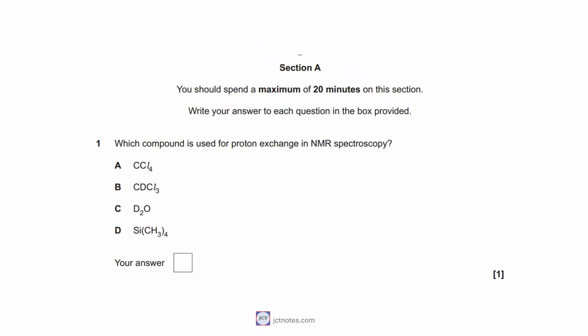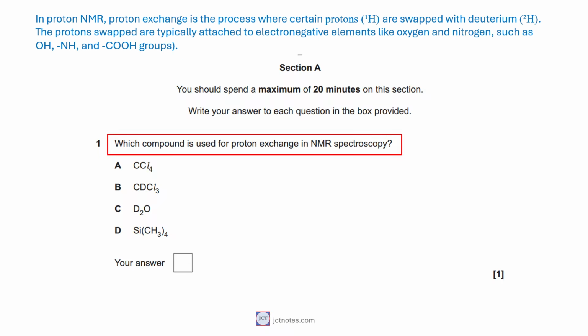We start with section A. In the first question, we are asked which of the four compounds given is used for proton exchange in NMR spectroscopy. In proton NMR, proton exchange is the process where certain protons are swapped with deuterium. The protons swapped are typically attached to electronegative elements like oxygen and nitrogen.